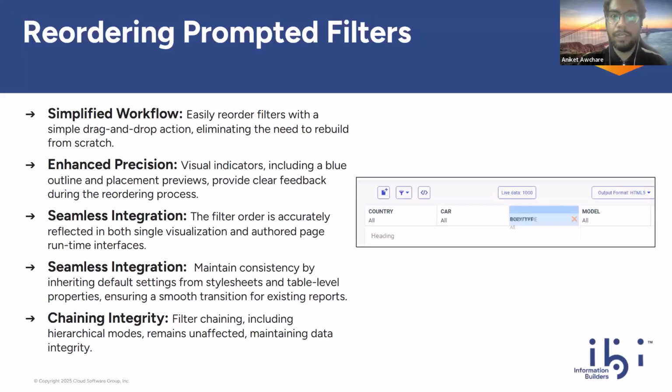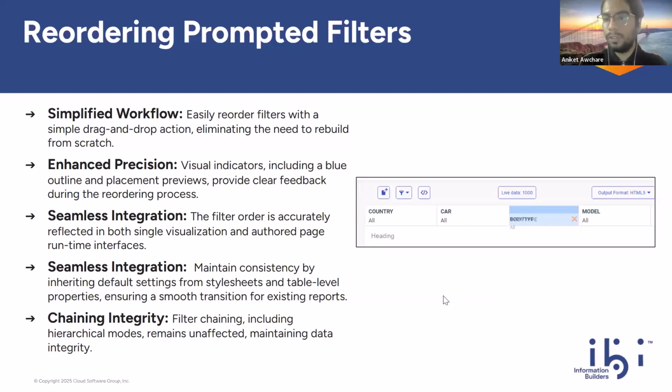This is reordering prompted filters. So earlier, if you have used prompted filters in Designer, which appear on the filter toolbar, you know that once you have set the order, you can't change that. So for example, in this case, if I had set country, car, and body type and model, and I wanted to bring model to the third position, I would have to redo everything.